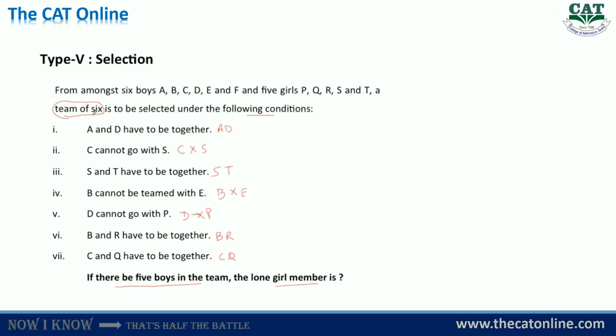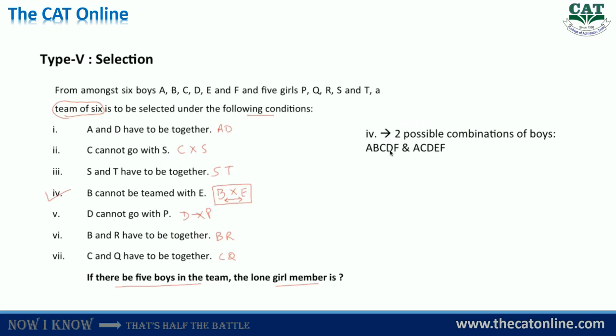So out of 6 persons to be selected in a team, 5 are boys. The best way to start a question would be to find a condition which puts a restriction on the number of boys, which is condition number 4. You can see that these 2 boys B and E cannot be together, so in any given team either B or E would be there. So we have 2 possible combinations. It would be A, B, C, D, F, or A, C, D, E, F. E is not in the first team and B is not in the second team.